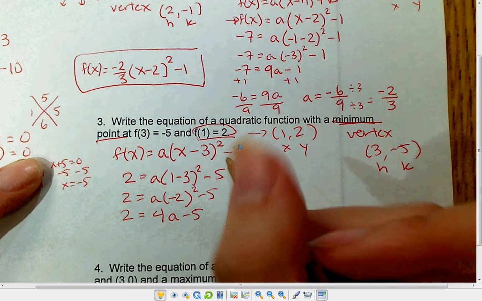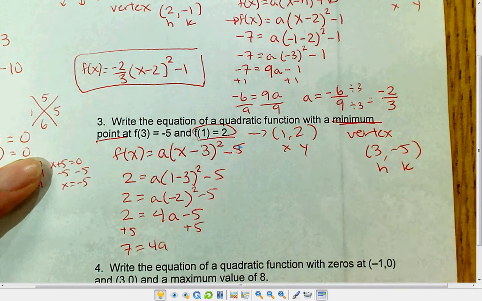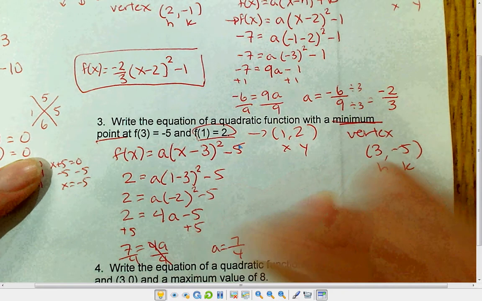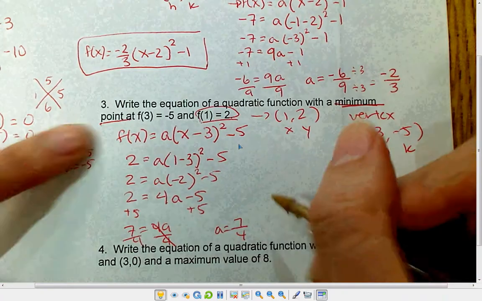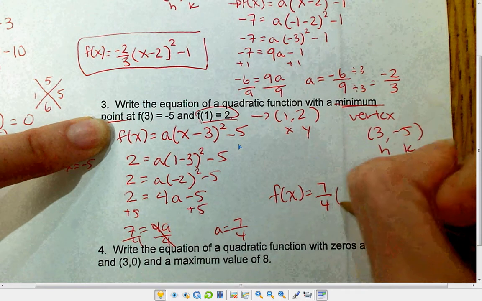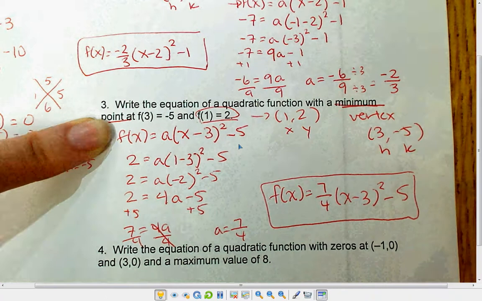And now we're just getting a by itself. So plus 5 to both sides. 7 equals 4a. Divide both sides by 4. We have that a is equal to 7/4. And again, we're just going to go back to our original equation, plug in 7/4, x minus 3 squared minus 5, and this is my final answer.